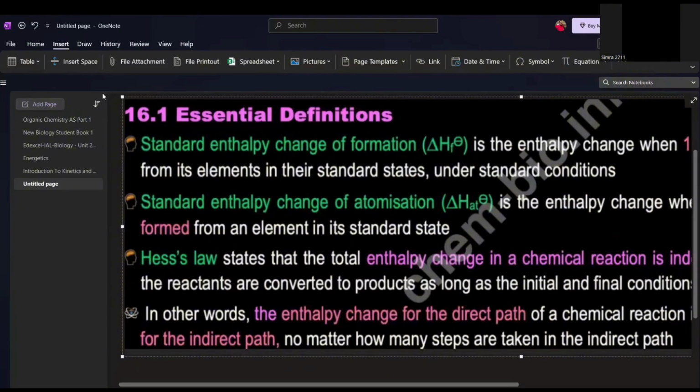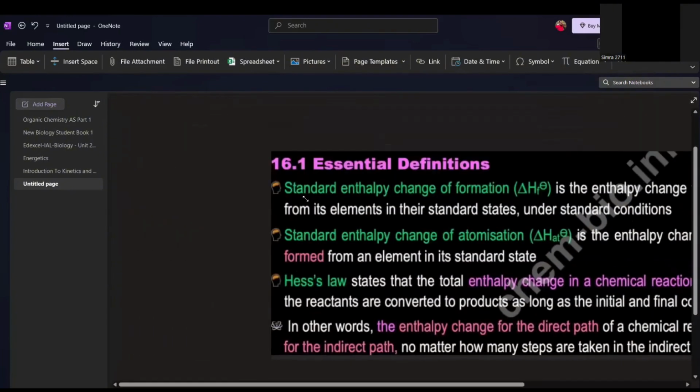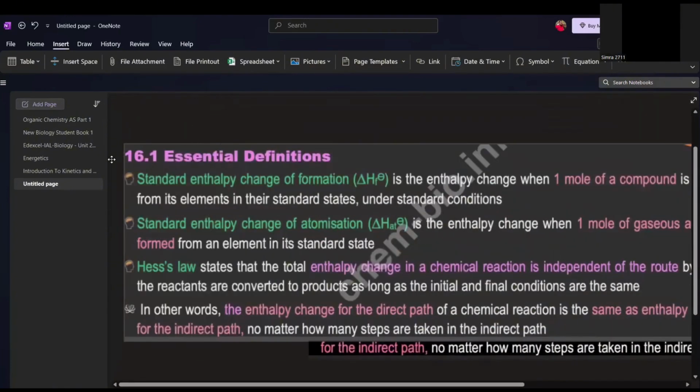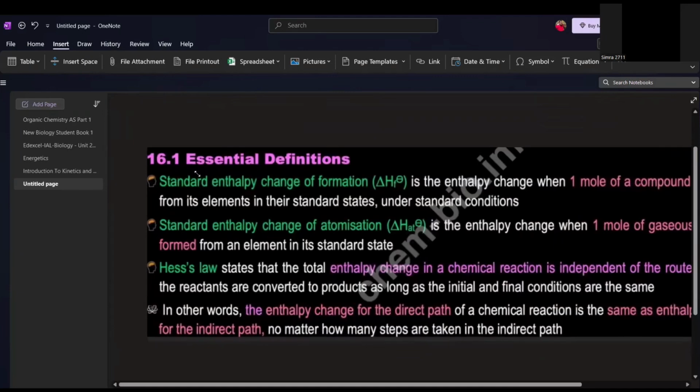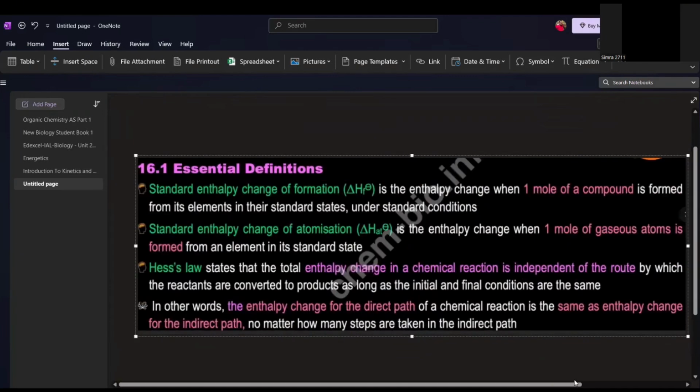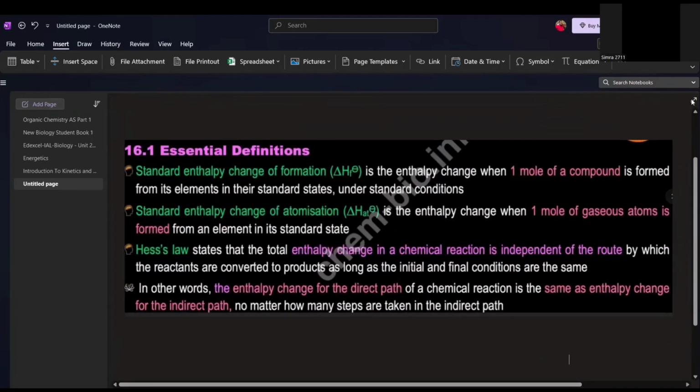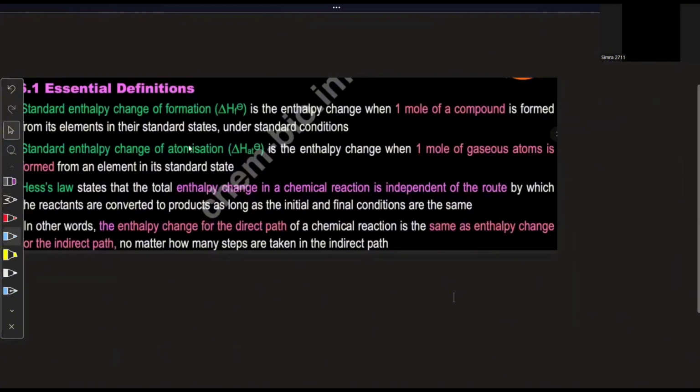Hess law is something like this. These are some of the essential definitions that you'll be requiring for Hess law, like some of the terms, basically. Let's just go through once, then it will be easier for us to remember. If I talk about Hess law, we need to know some of the essential definitions. Some of them are standard enthalpy change of formation, and then there is the standard enthalpy change of atomization.